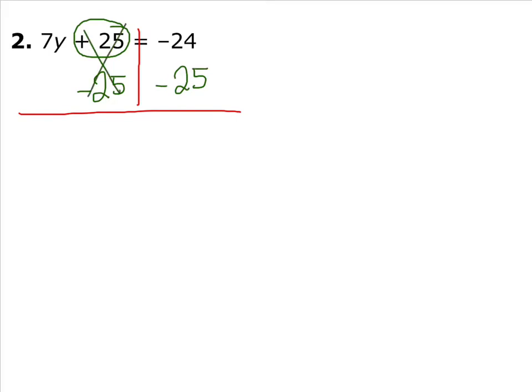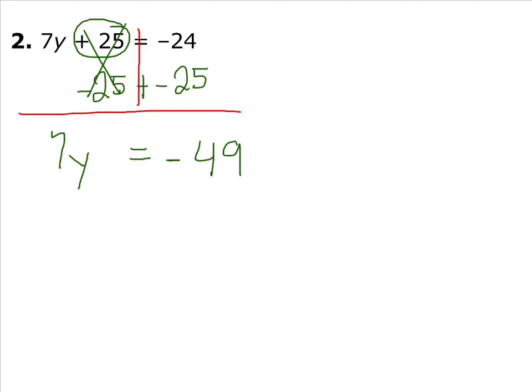My 25's cancel each other out there, which leaves me with 7y equals, now if you notice I have negative 24 minus 25, which remember, subtracting 25 is the same thing as saying plus negative 25, and since our signs are both the same on those, I can go ahead and add those up. 25 plus 24, which is going to give me negative 49.